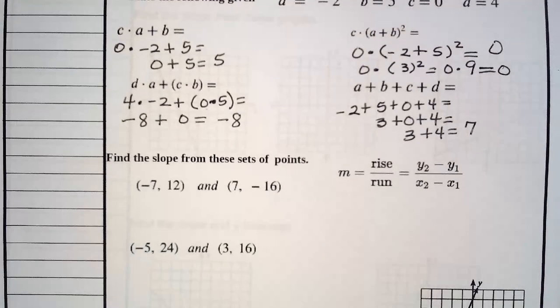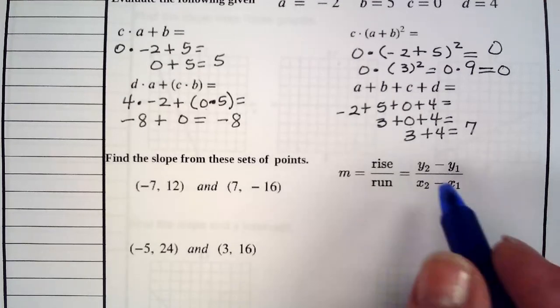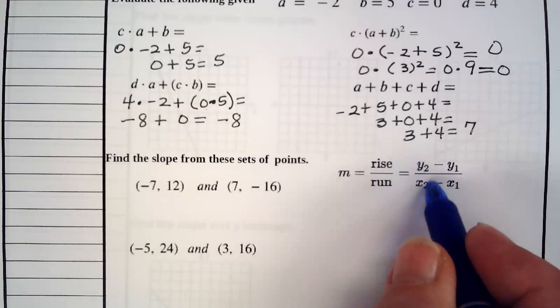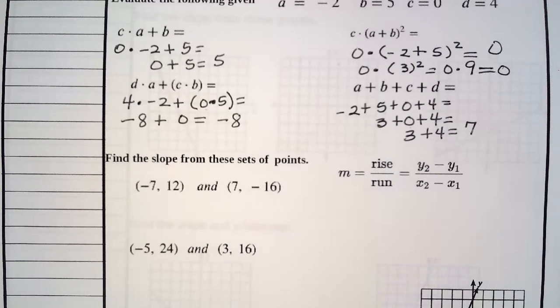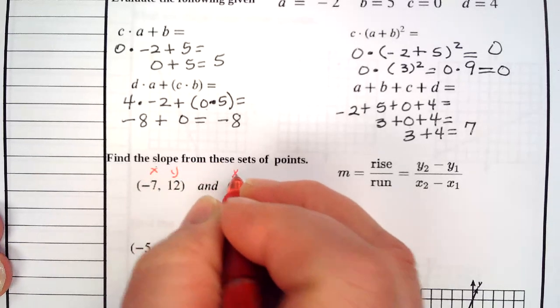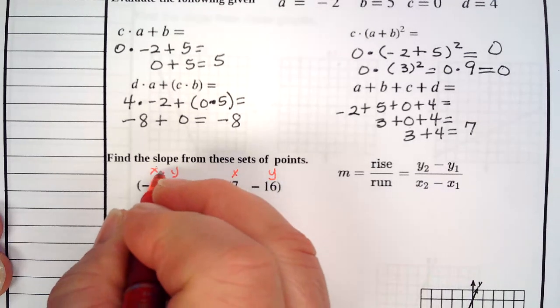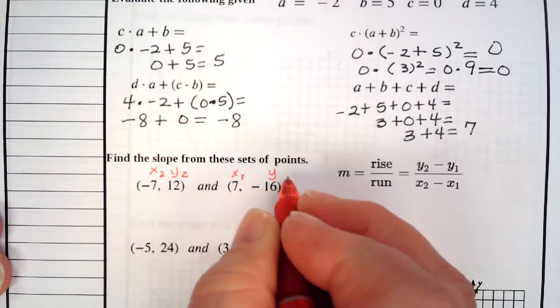Okay, so if we're looking at slope, what is slope? Slope is basically the rise over the run, or your difference in your y values divided by the difference in your x values. If you notice, when you're doing the formula, you've got to start with the same point both times. So if we're looking at the first one, this is x, y, x, and y. I can call this x2, y2, x1, y1.